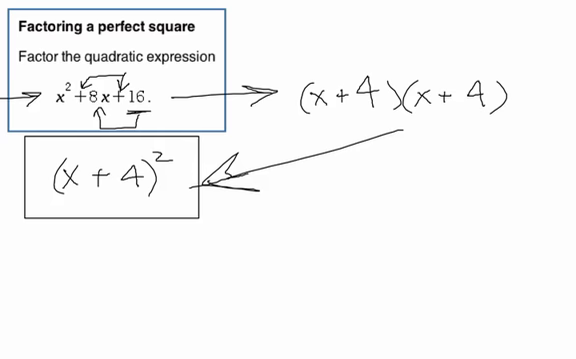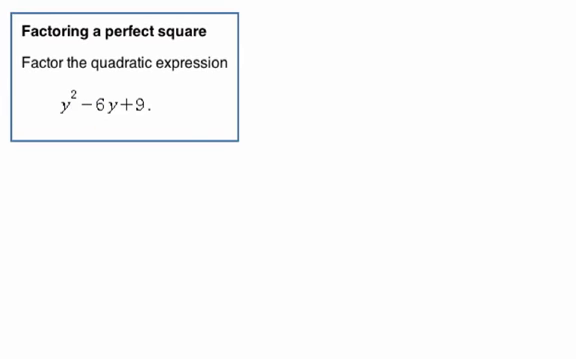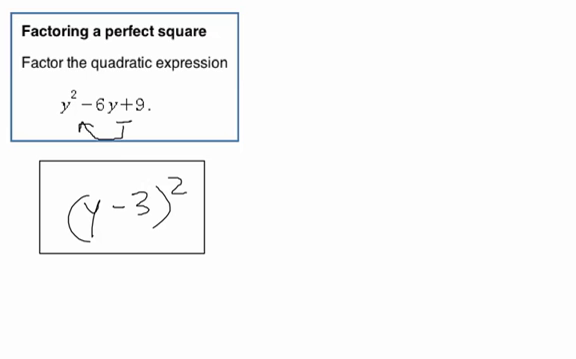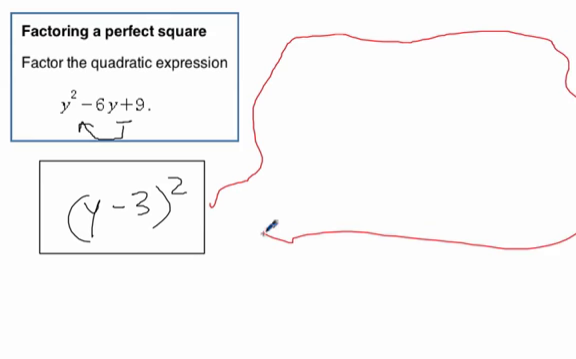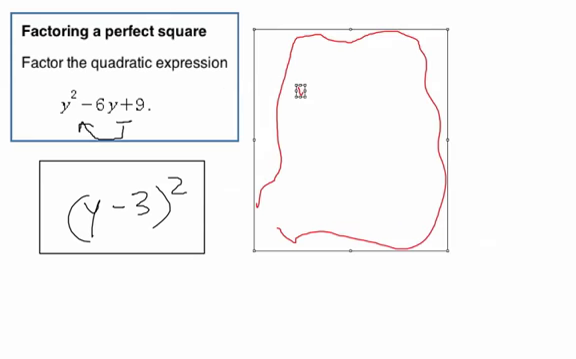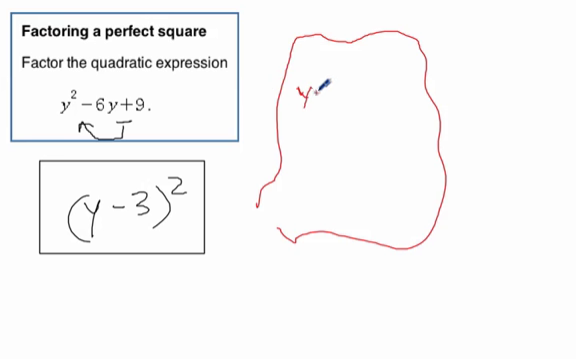Here's another example. In this case, we've got a plus here and a minus there, so that means it's going to be y minus 3 quantity squared. You can always check your answer, right? You can always double check by saying, oh, let's do a little thought bubble here. That's the same thing. That's y minus 3 times y minus 3.